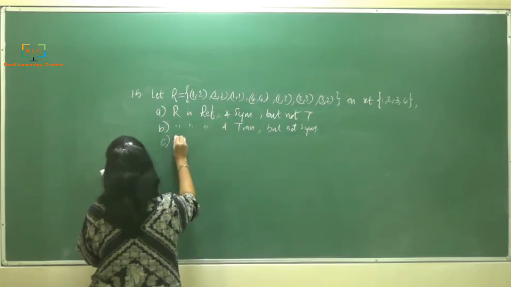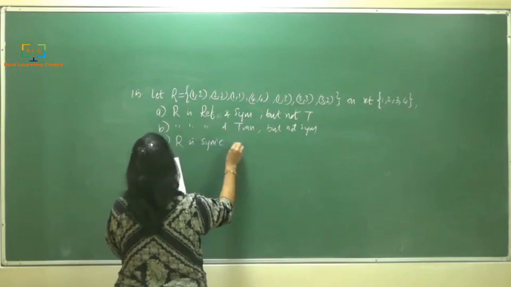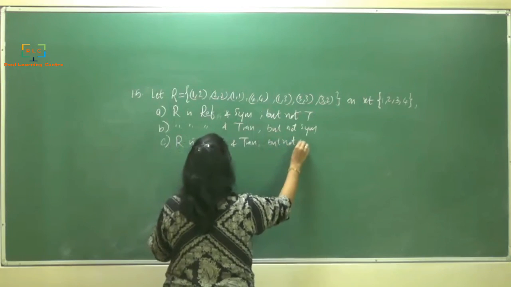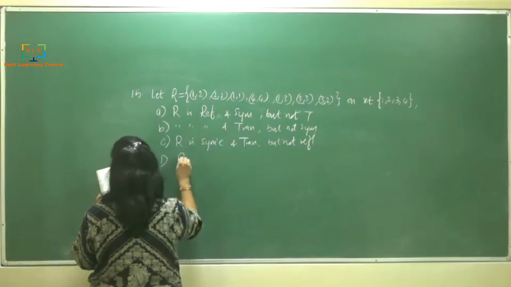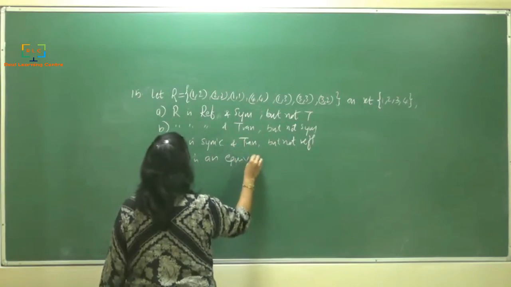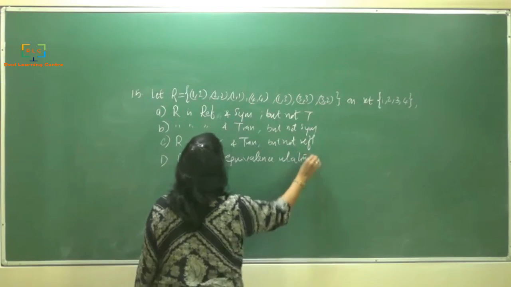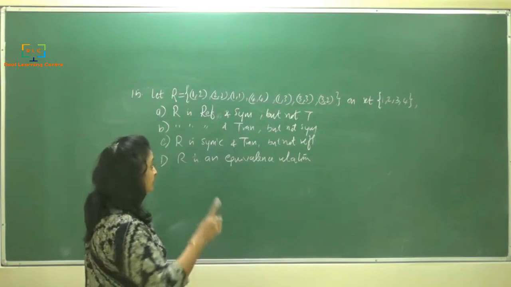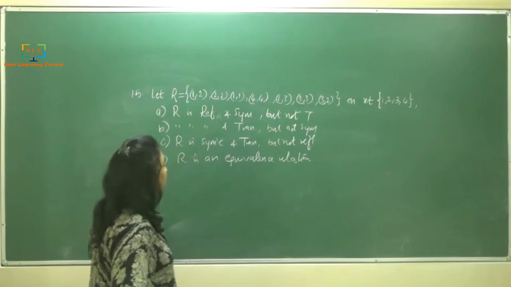B, R is reflexive and transitive, but not symmetric. C, R is symmetric and transitive, but not reflexive. And D, they have given, R is an equivalence relation. Okay, which of the options is correct we have to find out. See, they have given {1, 2, 3, 4} as the set, and for it to be reflexive, then it should be option A or B.